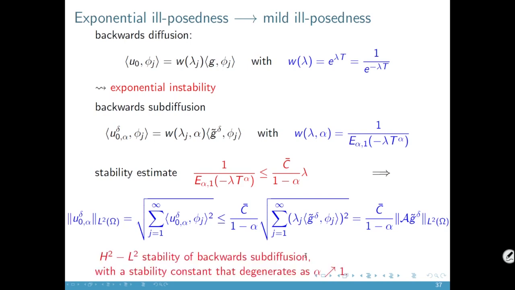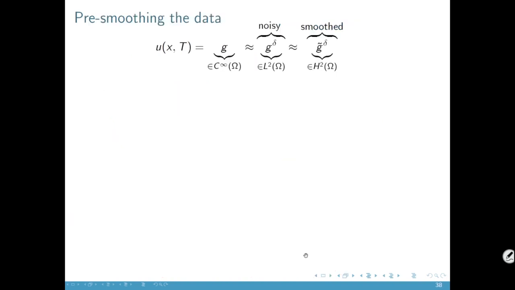It shows us that we don't have full stability. Full stability would be L2 stability, where we are given data in L2 only and recover the initial condition also in L2. But at least what we get is H2 to L2 stability. This is just inverting a finite number, 2, of derivatives, so it's mild ill-posedness. However, the stability constant, as expected, degenerates as alpha tends to 1. Yes, we have to pre-smooth the data.